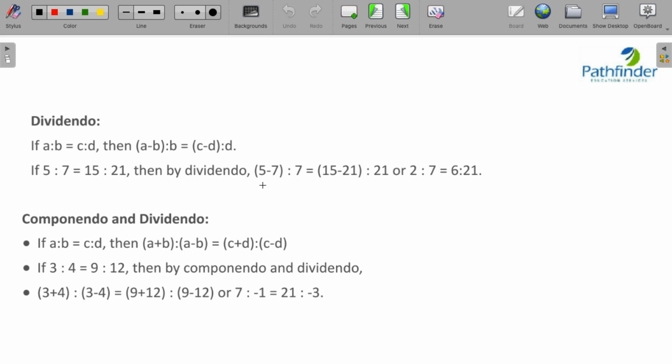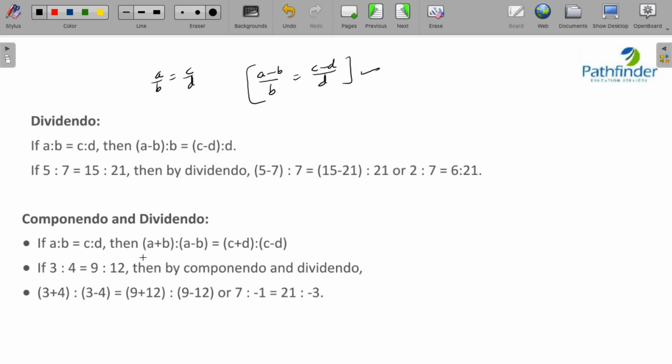And similarly, dividendo is nothing but subtracting 1 from the ratio. So you have A minus B if A upon B is equal to C upon D. अगर ये दोनों equal हैं तो A minus B upon B is equal to C minus D upon D. ये भी equal होंगे. This is dividendo.